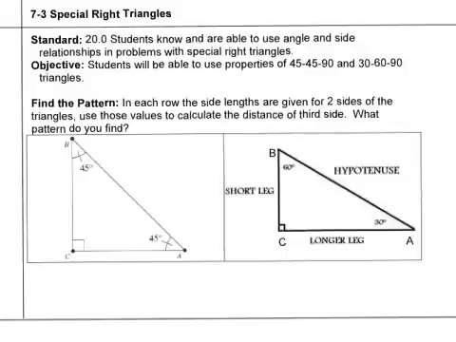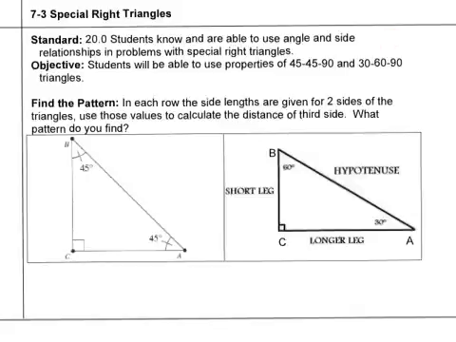Okay, 7-3 special right triangles. Objective: students will be able to use properties of 45, 45, 90 and 30, 60, 90 triangles. What we mean by that is in these drawings below, 45, 45, 90, so it has angles 45, 45, and 90, or 30, 60, and 90. So that's talking about the angles there.